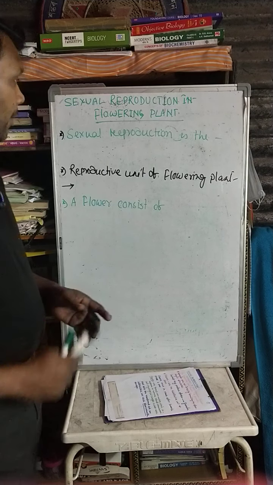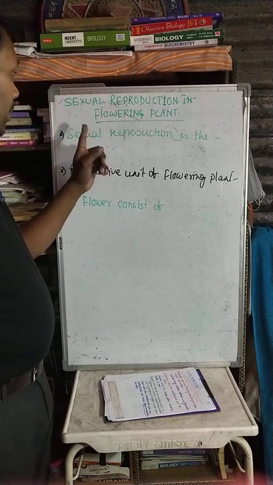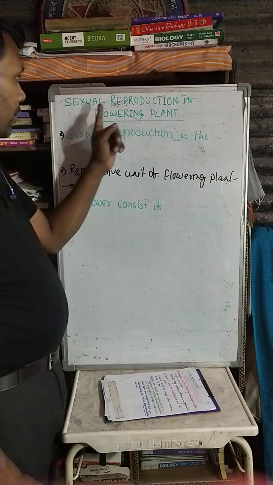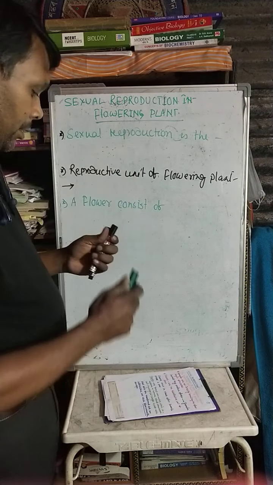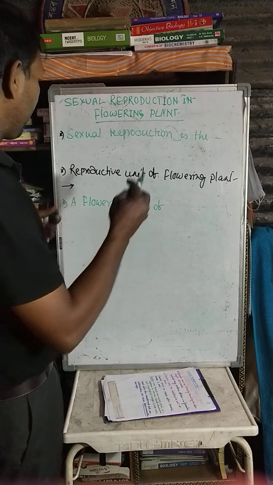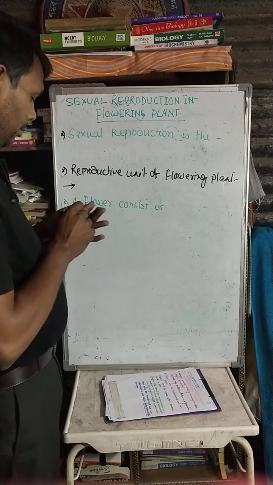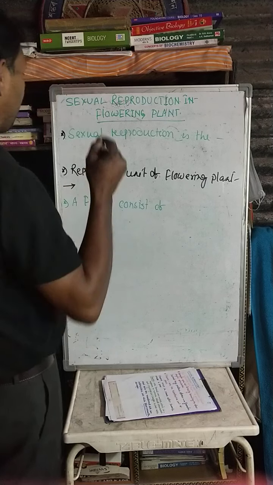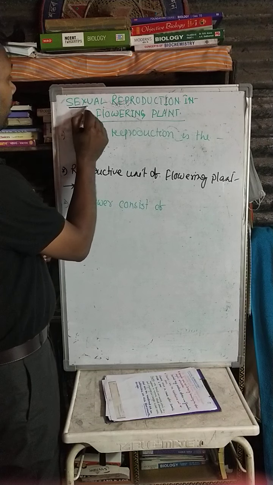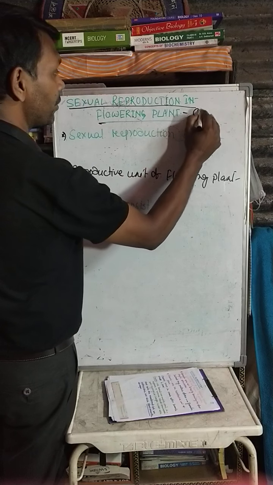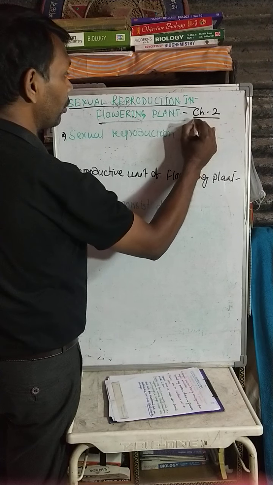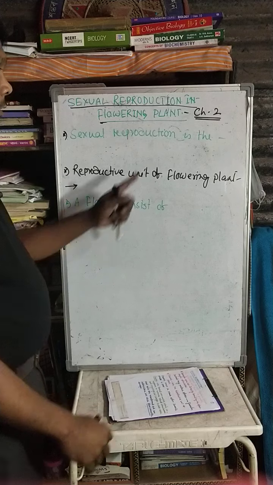Good morning, students. This is the second lesson, sexual reproduction in flowering plant. You see, this is the sexual reproduction in flowering plant, and this is chapter 2 of 12 biology.